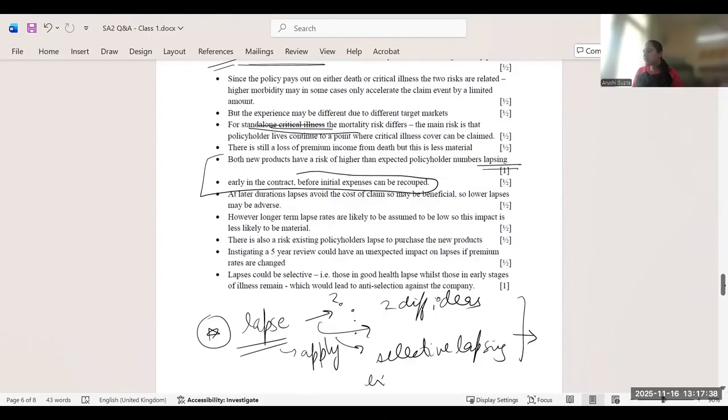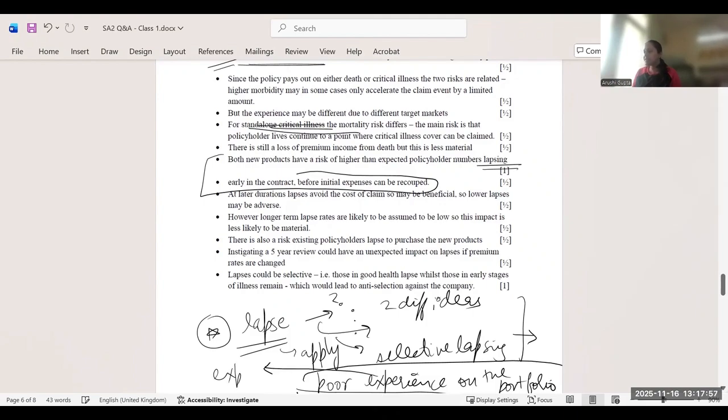Do you understand this word, that the company faces poor experience on their portfolio? Do you understand this language? It's important that by SA2 you understand it. This means that the experience, in whichever type of experience you're looking at, expense experience, lapse experience, death experience. Whatever experience the company is facing, on the product you're recording how many deaths happened, how much expense happened, different types of experiences you look at. So that is not favorable for the company. They call it poor because this is from the point of view of the insurer. For the insurer, poor and adverse is whatever brings losses.